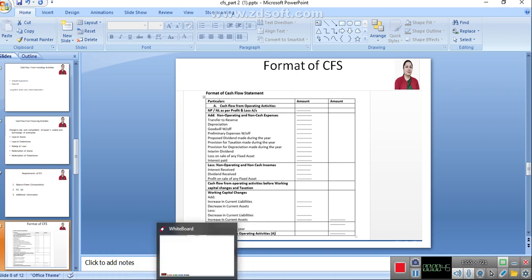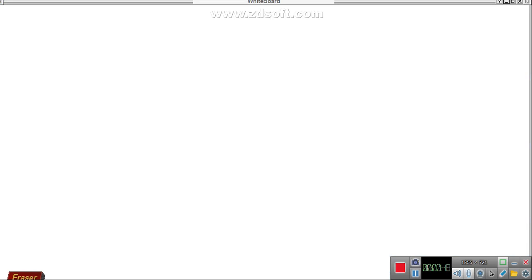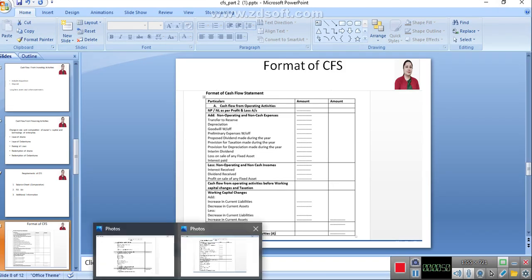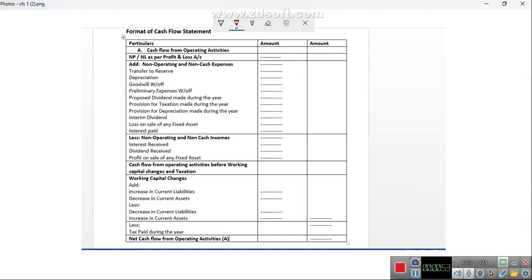So the format of cash flow statement begins as I told you in that video as well. There are three main activities in cash flow statement: cash flow from operating activities, cash flow from investing activities, and cash flow from financing activities. When you prepare a format for cash flow statement, in the first column you write particulars, in the next column amount. So in particulars, the first and important component is cash flow from operating activities.